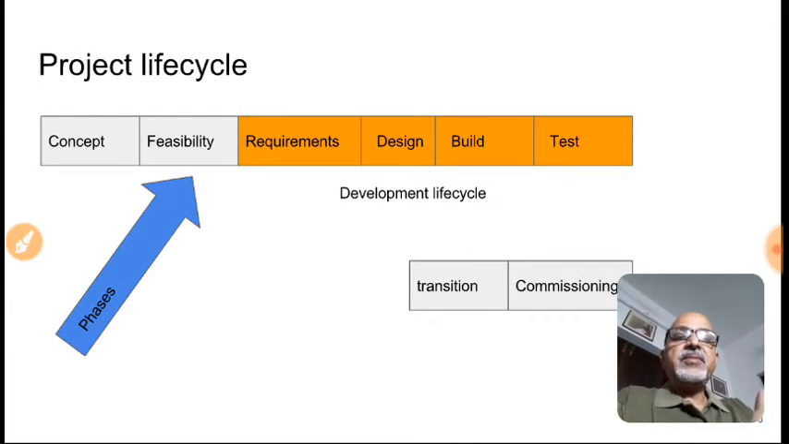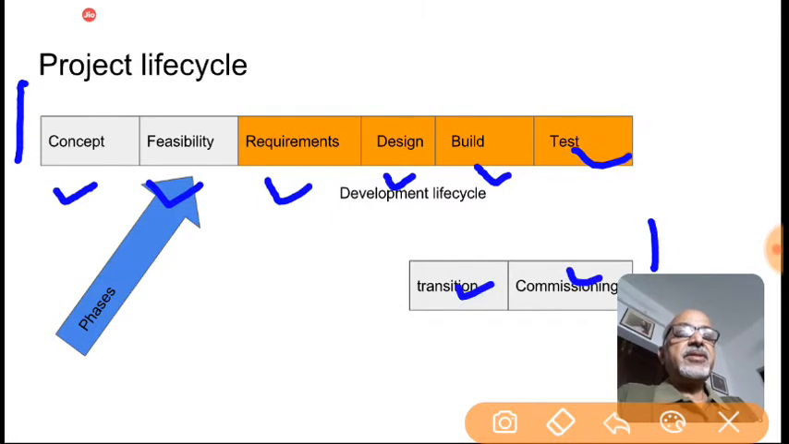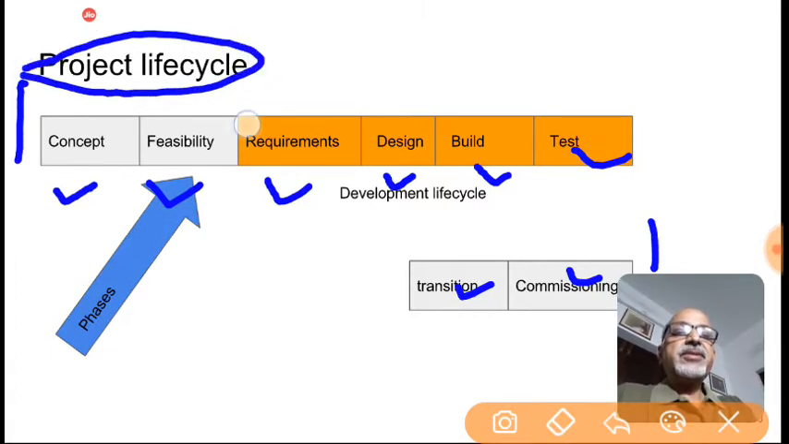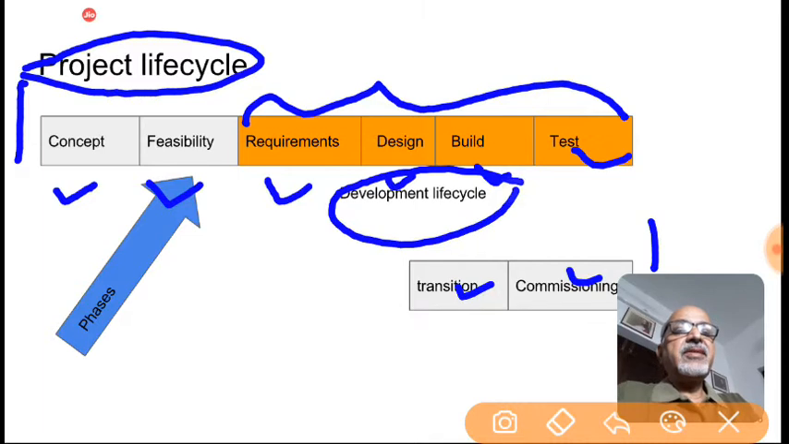This is again the pictorial representation from start to finish. If you see, that is the project life cycle. So we start with the concept. As an example, we start with the concept, then the feasibility, then the requirements, then the design, the build, the test, transition, and commissioning. The entire set we call the project life cycle. Within the project life cycle, if you see this part alone, these are all hardcore engineering stuff. This subset is known as the development life cycle. So the development life cycle is a subset of the project life cycle, and it is directly linked to the hardcore engineering part.